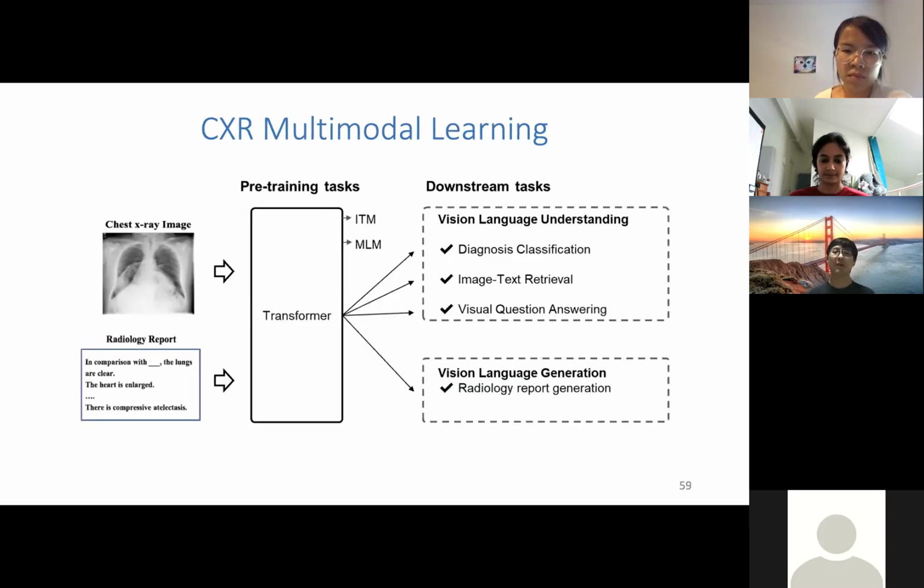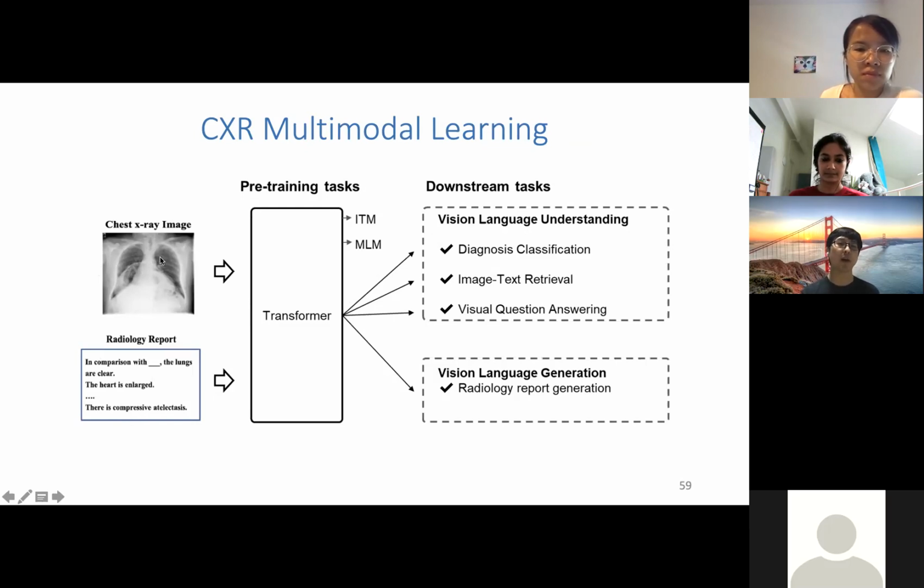If the model can learn a meaningful connection between the image domain and the text domain, and you can put both pieces of information into the model at the same time, then the model can do interesting things, like obviously diagnostic classification, or retrieval, like a search engine. Given a report, you can try to retrieve the most relevant image from your database, or vice versa: given an image, retrieve the most relevant report. That's also possible. And visual question answering is also possible.